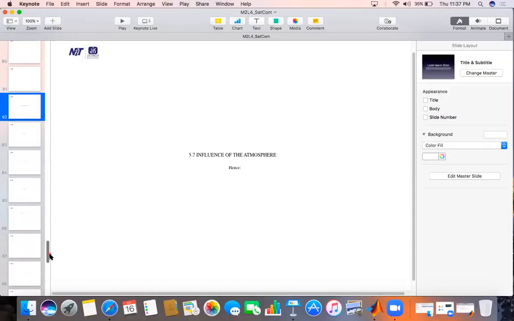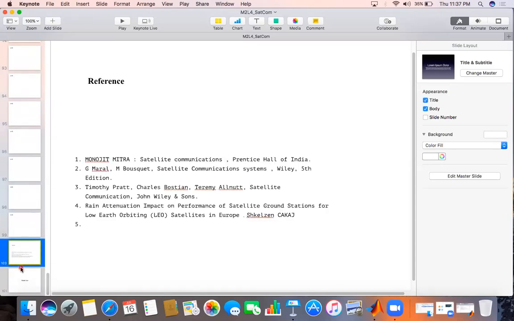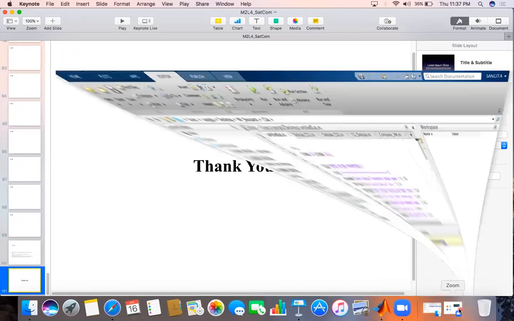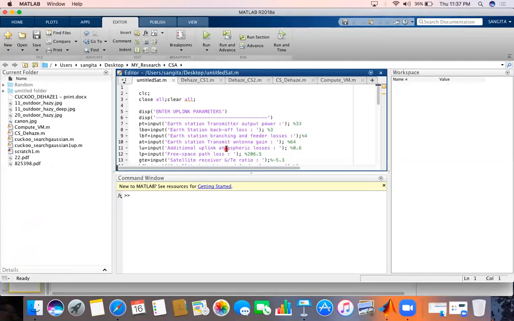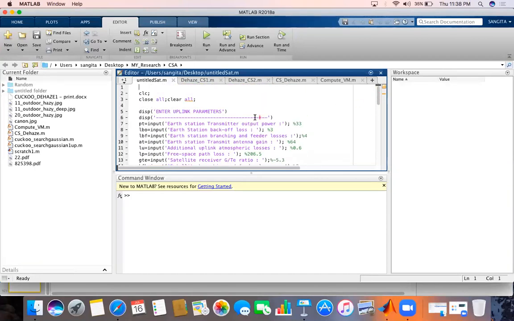So, we have almost completed the section. These are the references. Before we conclude the section, we will do some MATLAB. This is a MATLAB program showing how the satellite link can be designed.